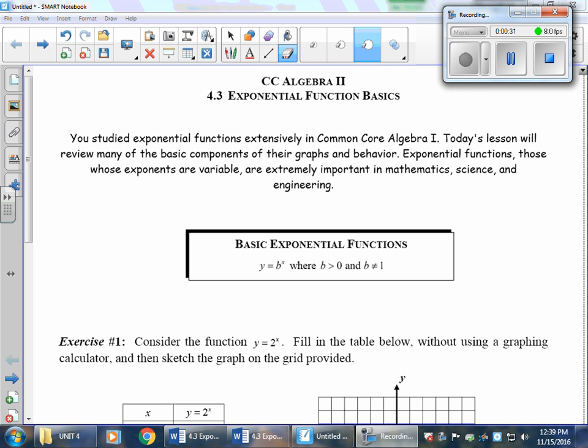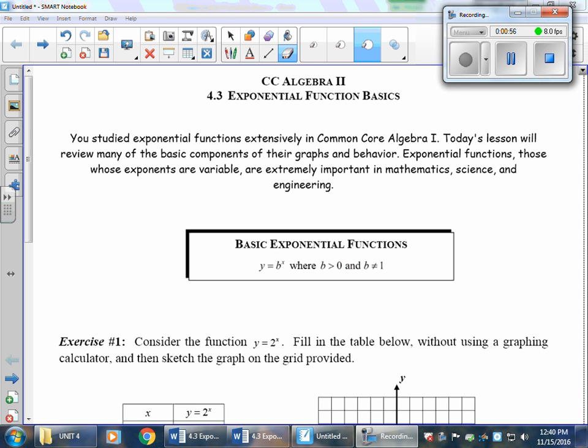If you want to read here, exponential functions, those whose exponents are variables, are extremely important in mathematics, science, and in engineering. Yes, that is very true. So basic exponential functions, this is something that should be on an index card or in your app. Y equals b to the x, where b is greater than 0 and b cannot equal 1. Okay, so think about what that is.